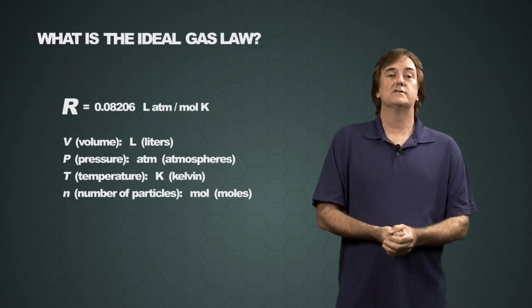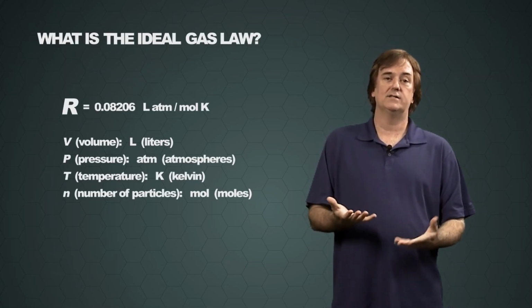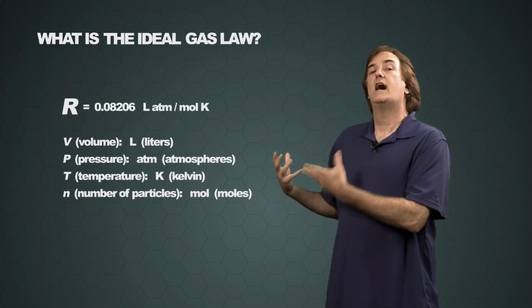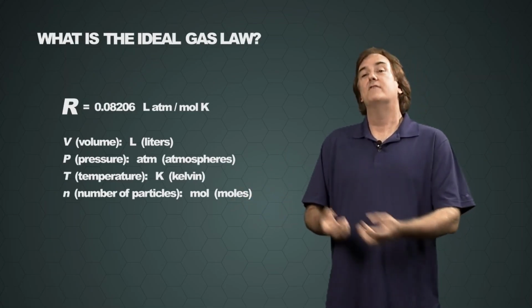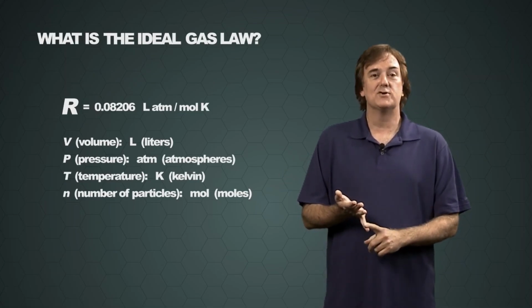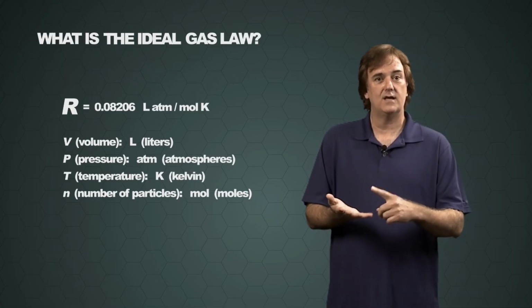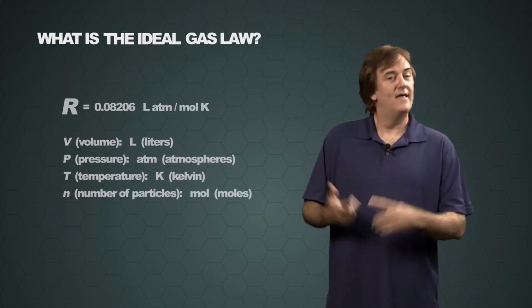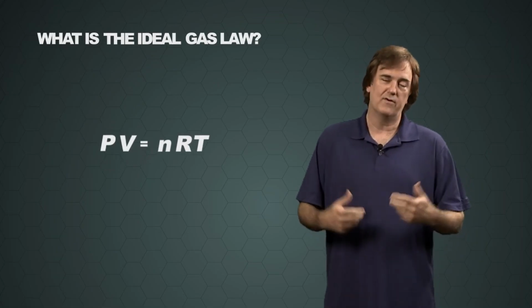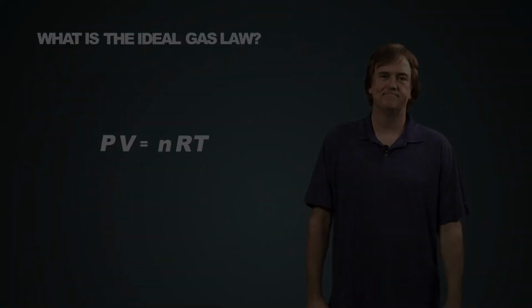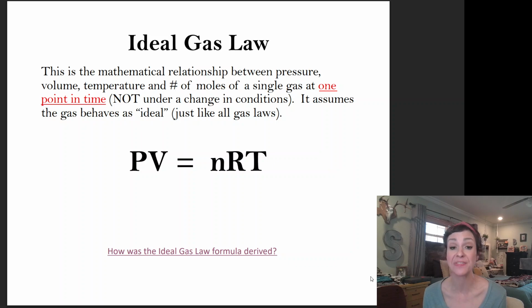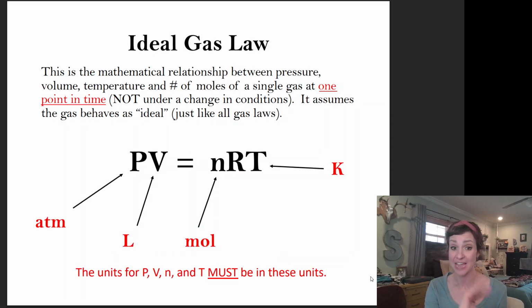There are other versions of R, and it's important to keep that in mind. So use the version of R that matches the type of problem you've been given, or if you're happy with this version of R, make sure you always convert everything into liters, atmospheres, Kelvin, and moles. That's the ideal gas law, and it works over and over in chemistry so many times. It is probably the most common gas law. It is definitely the one that we will be using the most, even in further units where we're not technically focusing strictly on gases.